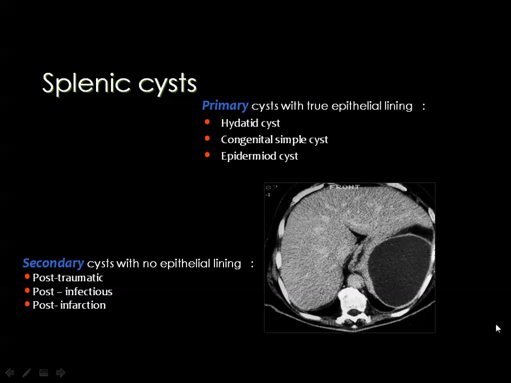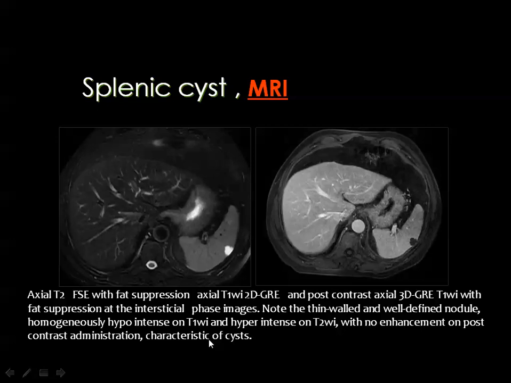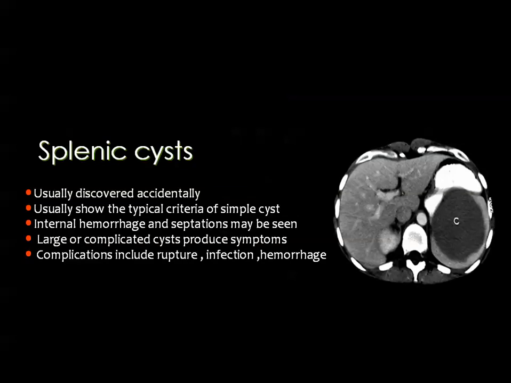techniques. And here is an example of post-contrast CT scan of the abdomen showing a water-filled lesion in the region of the spleen representing a splenic cyst. Then a splenic cyst by MRI will show low signal in the T1 and high signal in the T2, and the cysts in the spleen do not usually show contrast enhancement similar to those of the liver. And then the splenic cysts are usually discovered incidentally, and they show the typical criteria of simple cyst.